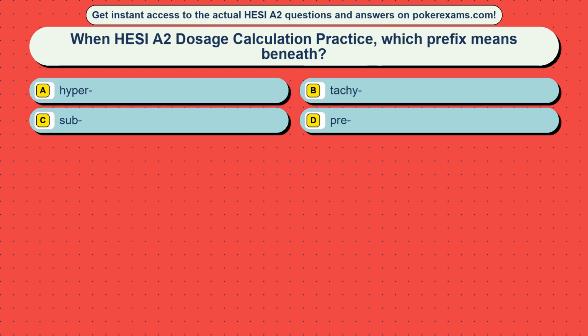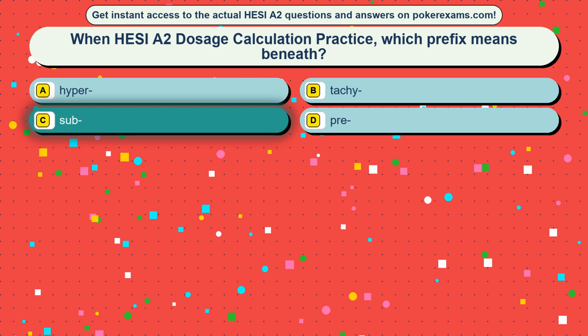Question 19. When HESI A2 dosage calculation practice, which prefix means beneath? Option A, hyper. Option B, tachy. Option C, sub. Option D, pre. The correct answer is option C, sub.